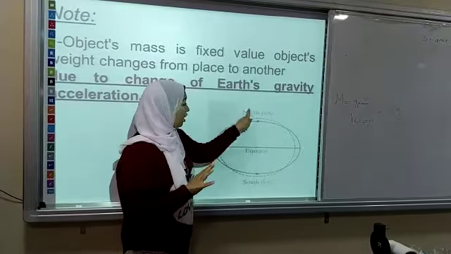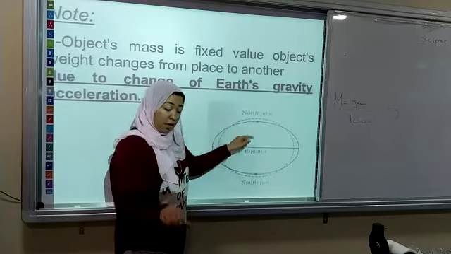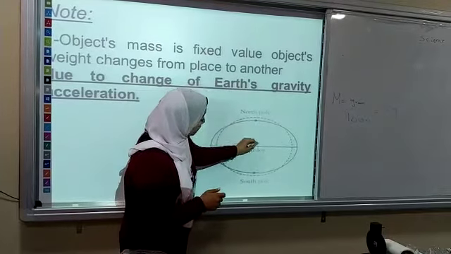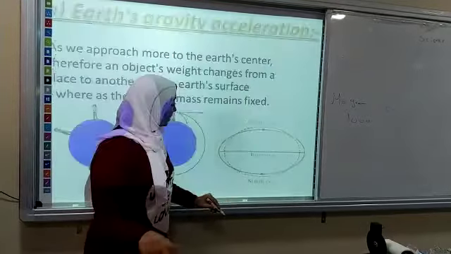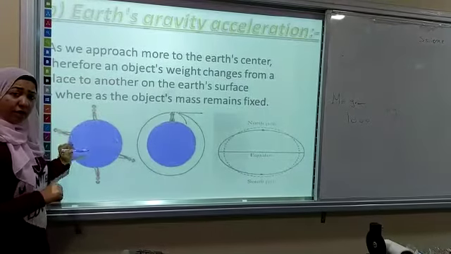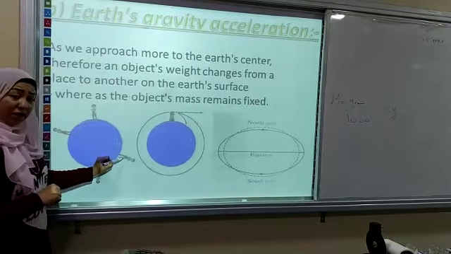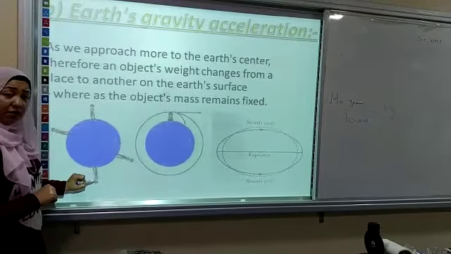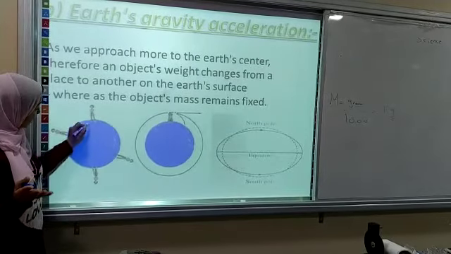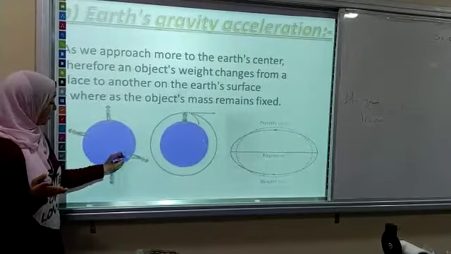What happened here? If you are at the North Pole, your weight will change. Why? Because the distance from the equator to the North Pole is different from the person here. Let's see the second picture. Here we have persons in four places. Is the person at the North Pole like the person at the equator? Of course not. Why? Because the distance from the center of the earth to the object differs from this distance.